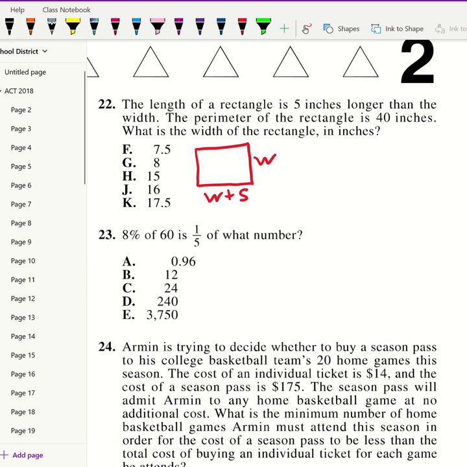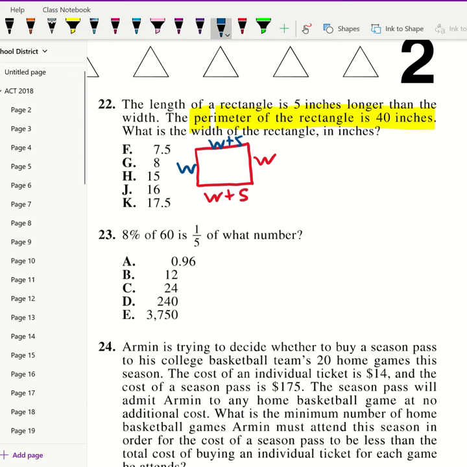And then they start talking about the perimeter. To find the perimeter of a shape, you need to add up all of the sides. And in a rectangle, the opposite sides are congruent to each other. So I actually have the ability here to write an expression for all 4 of these side lengths.